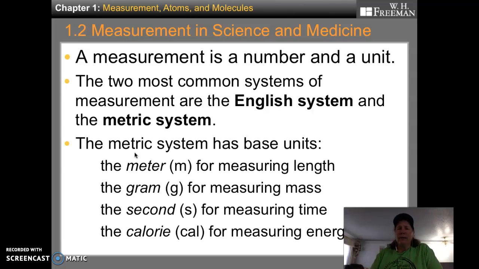Okay. So in the metric system, we have the base unit, the meter. The meter is 39 inches. It's a little bit more than a yard. The gram is for measuring small units of mass. A penny is a couple grams. A second, that's nice, everybody uses a second. A calorie is for measuring energy, like the calories on your food.